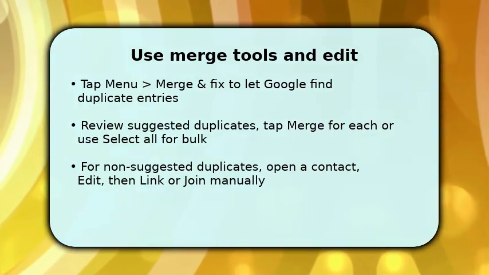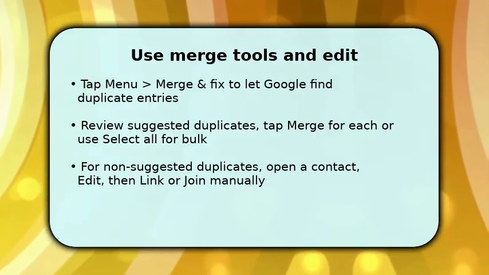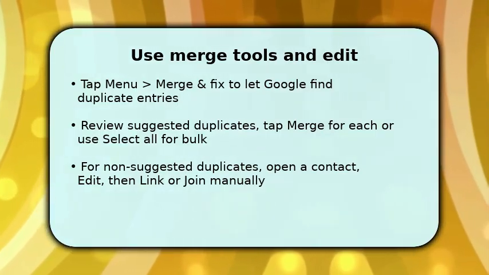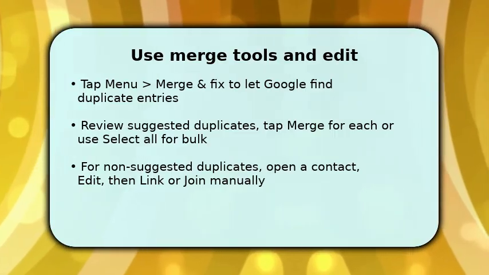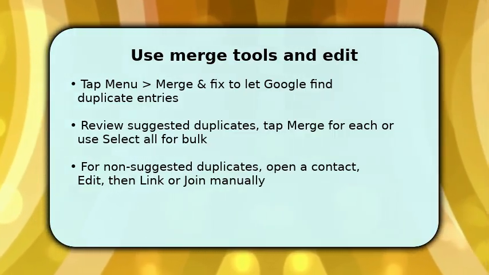If Google doesn't suggest a pair, open one contact and use Edit then Link or Join to manually combine records. Doing this carefully avoids accidental loss of unique info.